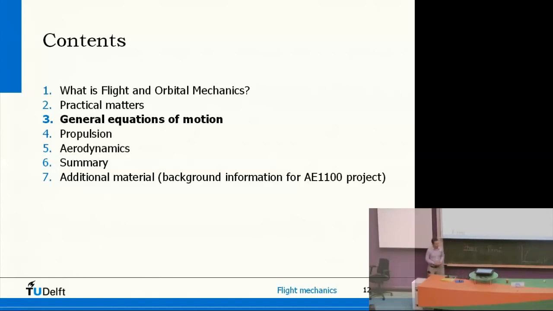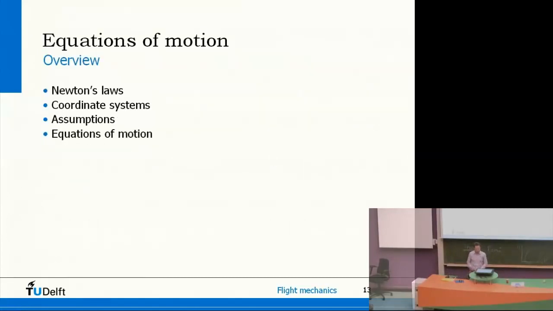So, general equations of motion, this is really the most important part of the lecture. So I'm going to derive equations of motion for an aircraft. And I'm going to do that in a couple of steps. I'm going to talk a little bit about Newton's laws, stuff you should really already know. I'm going to talk about coordinate systems. You can imagine if an aircraft is flying through the sky, then you need to define some axis systems to specify what the orientation of the plane is.